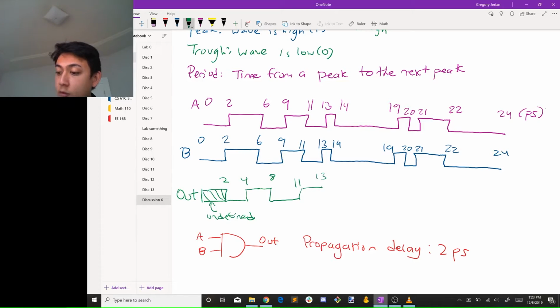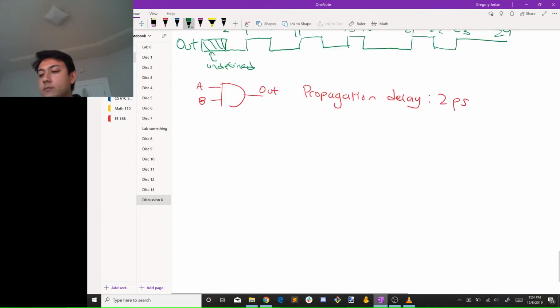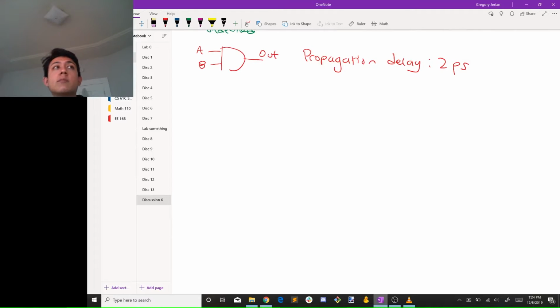Now we're high until 13. At 13, we go to low for 2 picoseconds, because that's how much time A and B were low between 11 and 13, right? So you'll see a pattern here: this wave just emulates the one in A and the one in B. It's just a little bit delayed. It's just a little bit after the one in A and B, but it's the same wave. Okay, so now we've had this quick example out of the way.